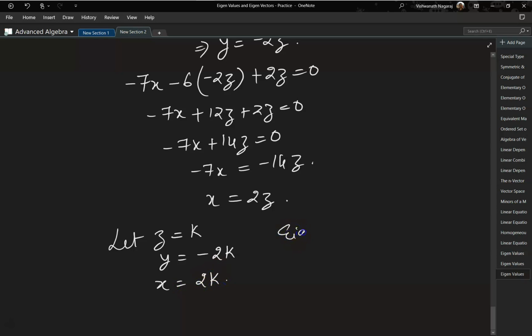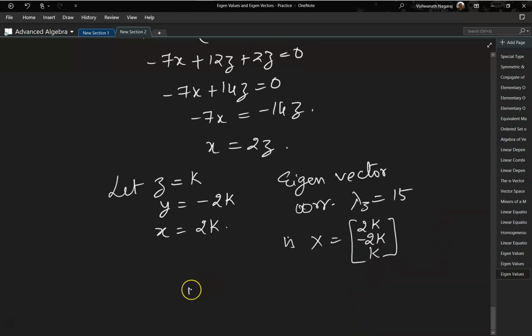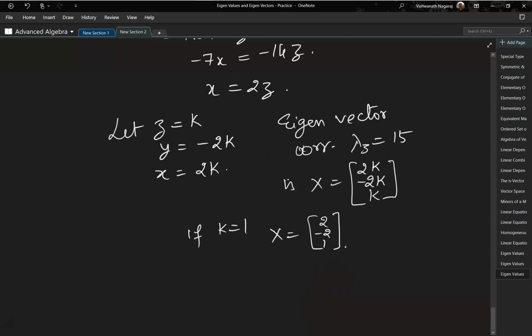So the eigenvector corresponding to lambda 3 equal to 15 is, no, not k, 2k, minus 2k and k. And if k is equal to 1, then x is equal to 2, minus 2, 1. So that is finding eigenvalues and eigenvectors.